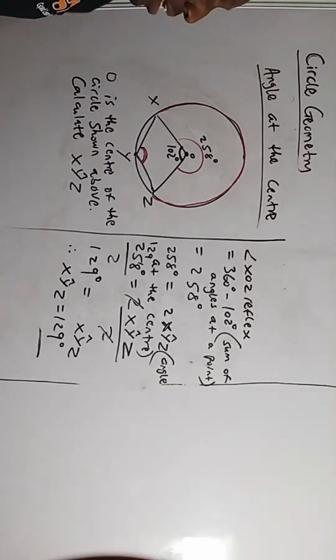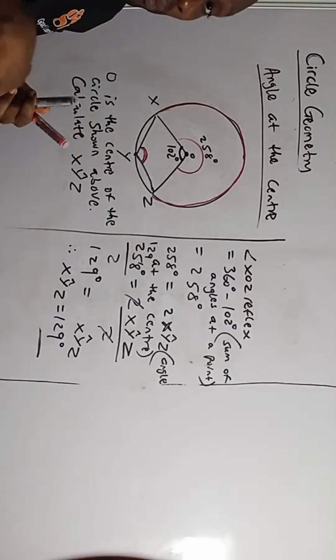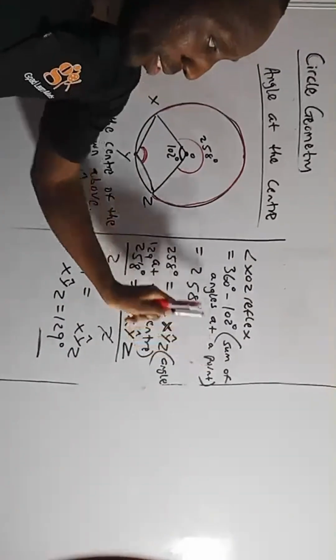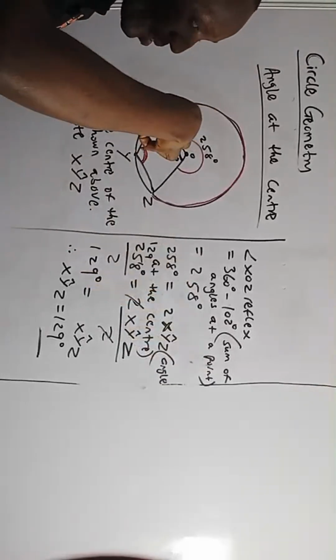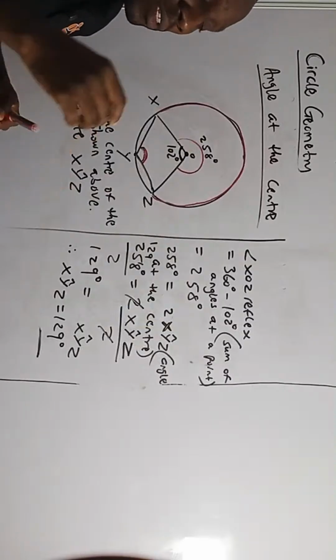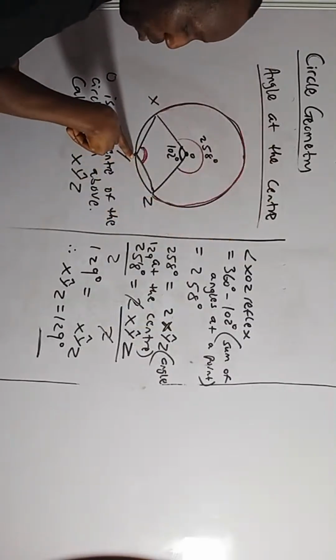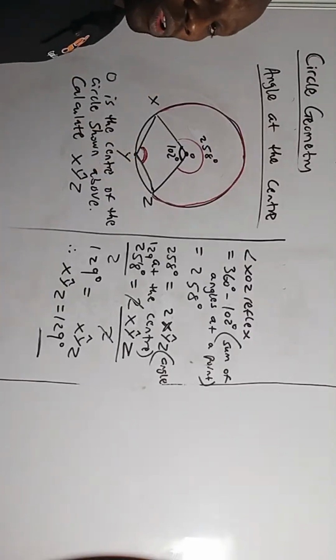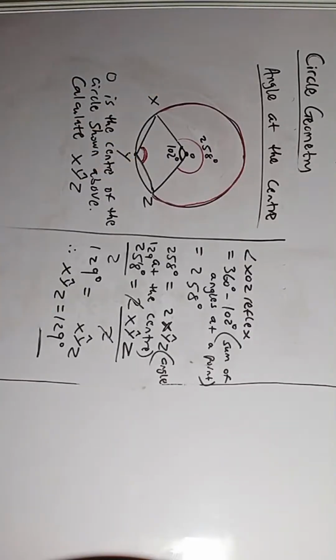So you saw what I did. I had to get the angle subtended by the major arc, first of all, by using sum of angles at a point. Then when I've gotten it, I now use that angle at the center and equated it to 2 times the angle subtended by that major arc at the point on the circumference. Hence, our answer is now 129 degrees.